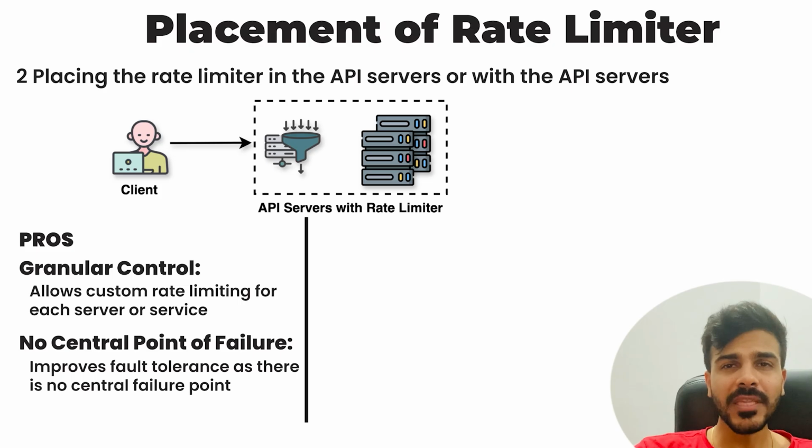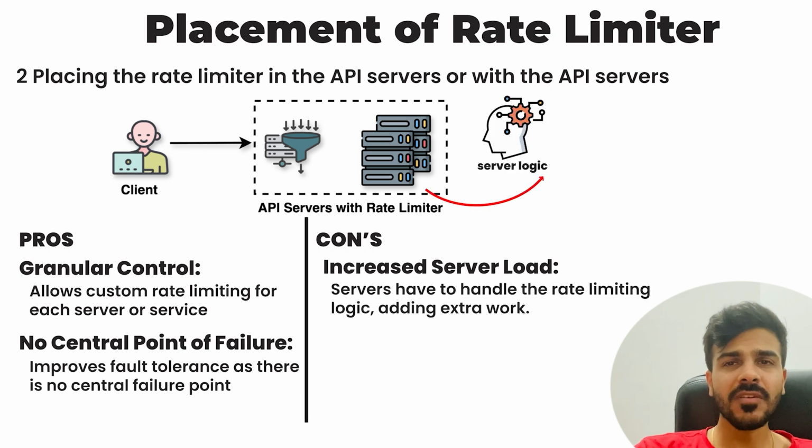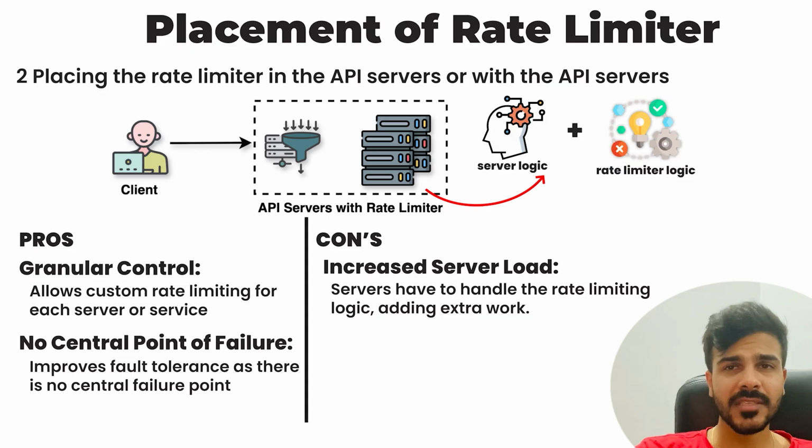What would be the cons of this approach? The primary con would be increased server load. Why is this the case? You can see that the server logic also has to encompass the rate limiting logic. The servers will now have additional responsibility to handle the rate limiting on top of their regular tasks. This could definitely increase their workload.